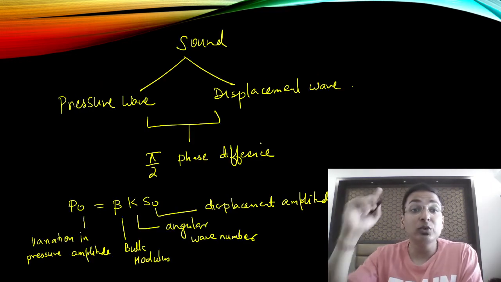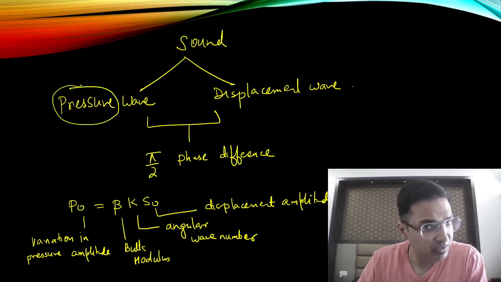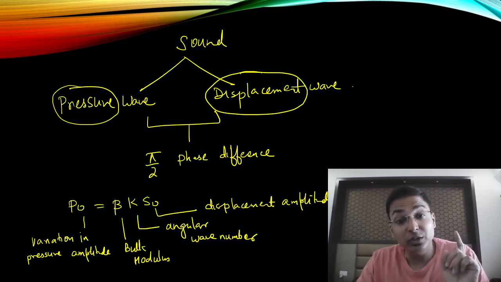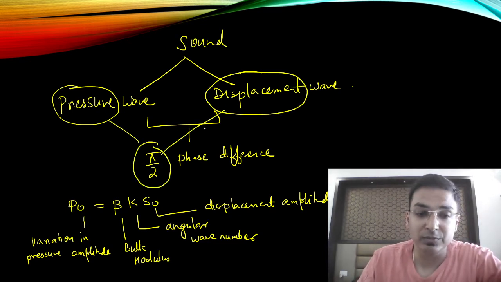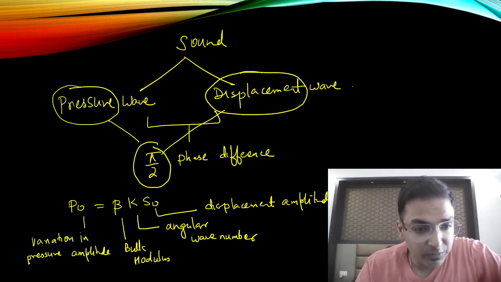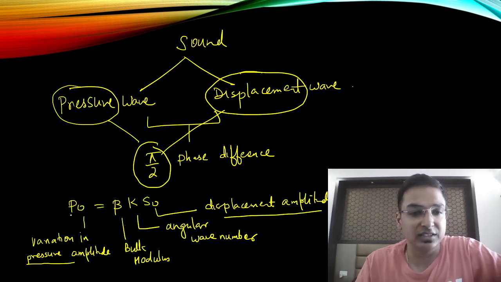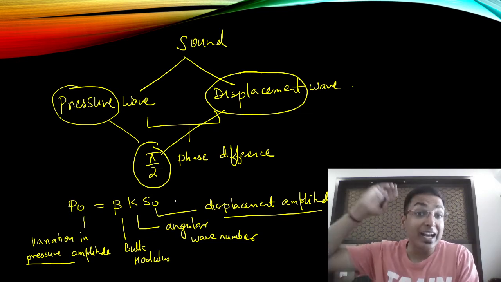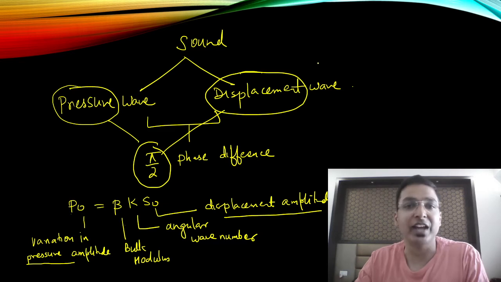Now we are moving to sound. So guys, what is sound? Sound can be represented in the form of a pressure wave, or in the form of a displacement wave. The important thing to remember is that the pressure wave and the displacement wave have a phase difference of pi. And the relation between the pressure amplitude variation and the displacement amplitude is given by this relation. So P naught is beta K S naught. Please quickly make notes with me, then only you will remember this for a longer period of time.